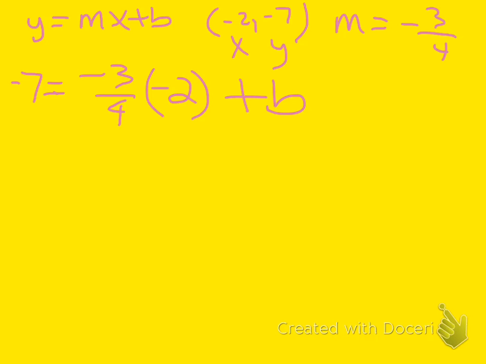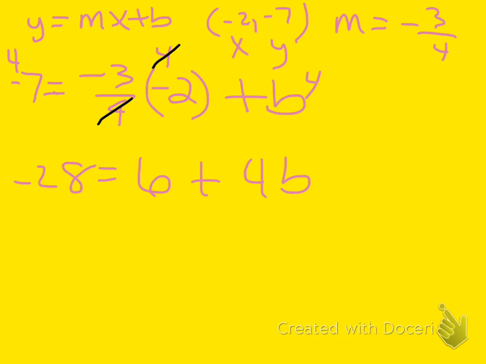Let's just multiply everything by 4, because that would make negative 28. So a 4 here and a 4 here and a 4 here. So I'll have negative 28 equals, and these 4s will cancel, so these will go away. So it'll be negative 3 times the negative 2, positive 6. Very good. Plus 4b.